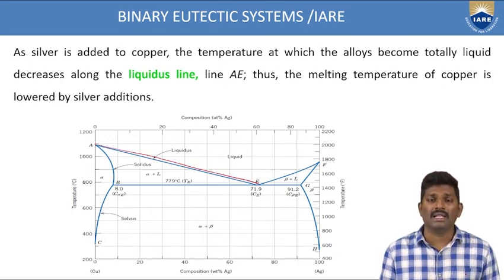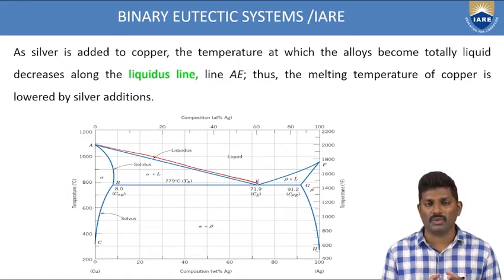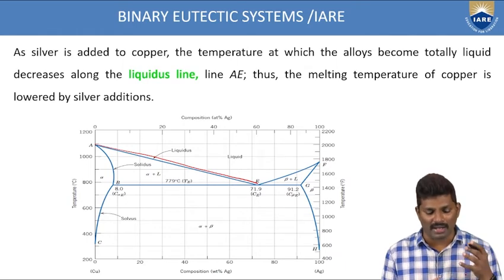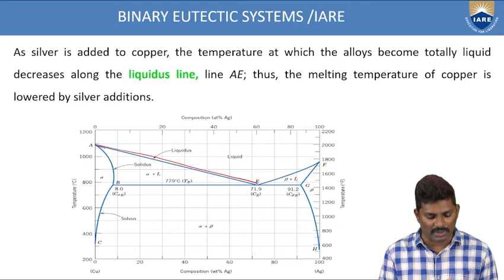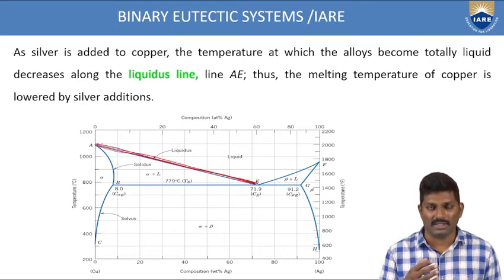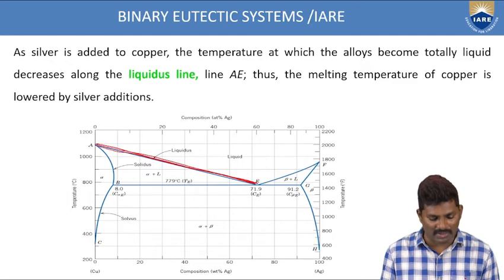This is called the liquidus line. What is happening? Since the silver is added to the copper, we have these two compositions here. At that temperature, the alloy is becoming very liquid, so that's why it is falling down. So this line is called a liquidus line. This line is represented with AE.